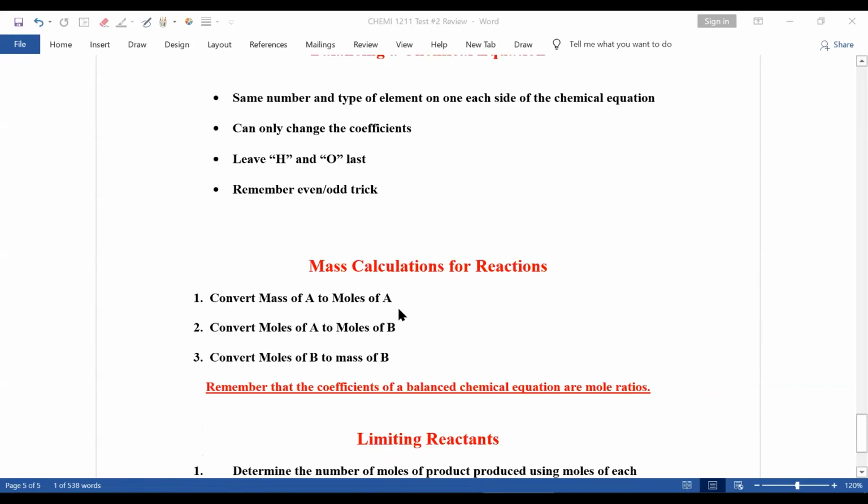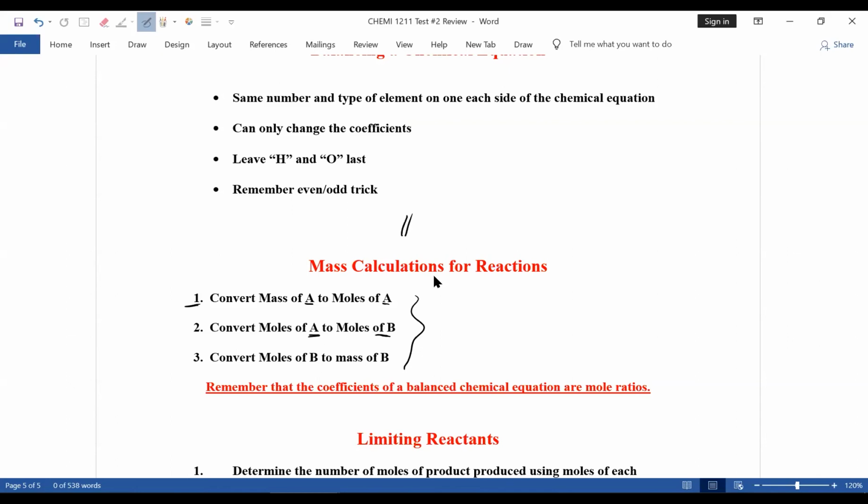Now, once you have a chemical equation, you can use that to find out mass calculations for reactions. That's how many grams of a starting material you need to make a certain amount of a product. And you have to do 3 steps. First one will be convert whatever you're given in grams to moles of that, which you've learned how to do. Second step, moles of A, whatever you just converted, convert to moles of B. And how do you do that?